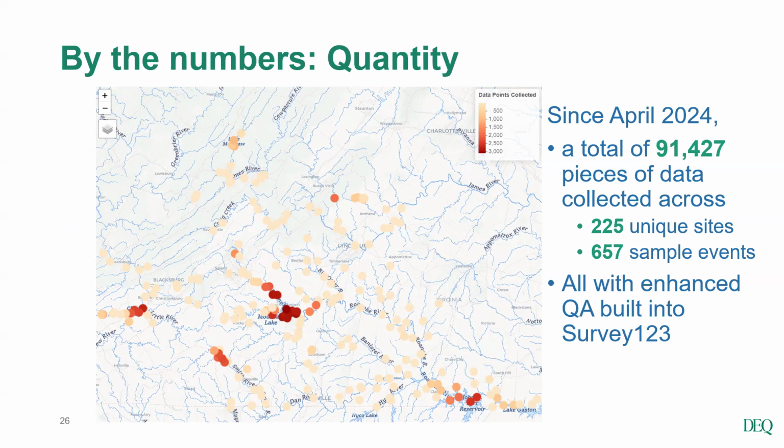So here we're looking at a plot that's overviewing the density and distribution of mobile sample collection since 2024. The darker red points are lake sites where we have about 1.5 years of Survey 123 data collected. And then our lighter dots are monitoring sites from other survey programs added to our Survey 123 collection methods this past January in 2025. So this data encompasses over 90,000 pieces of data collected across 225 unique sites during 657 sample events. Next slide.